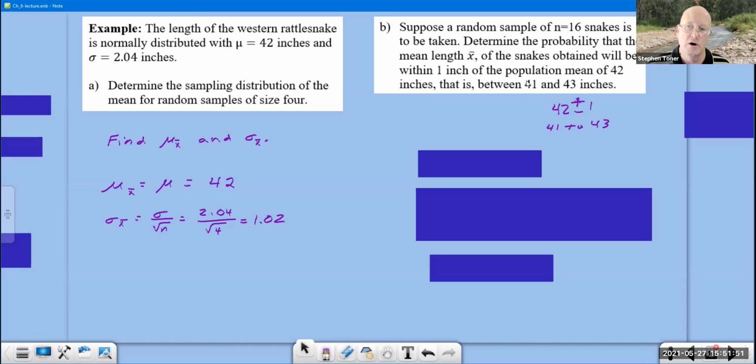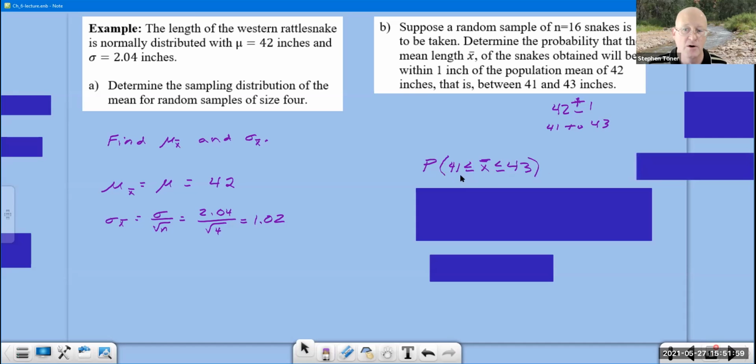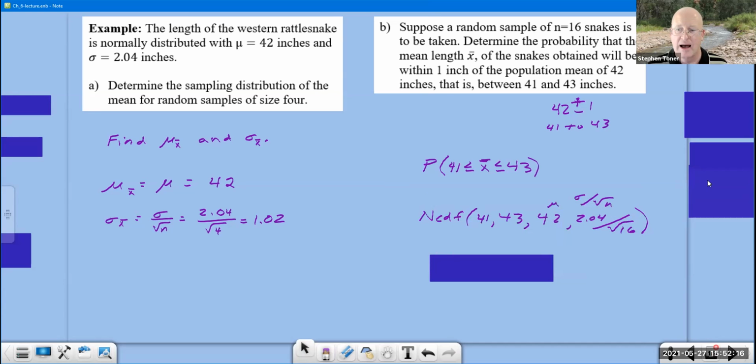Okay, we want to know what's the probability that the mean length of our snake will be between 41 and 43. Notice when I wrote this using probability notation, I put X bar in the middle instead of just X. In the last chapter, the binomial distribution chapter, we were just using X. Now we're using X bar.